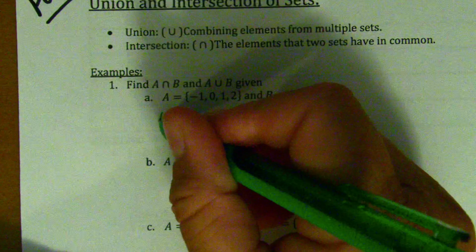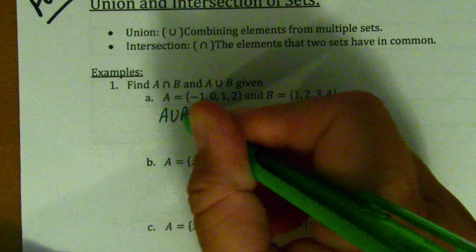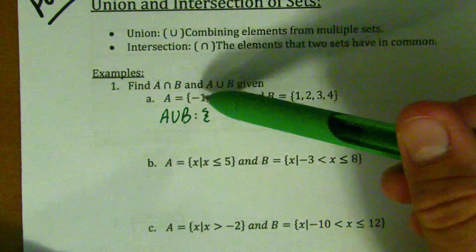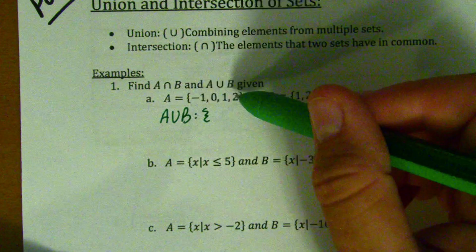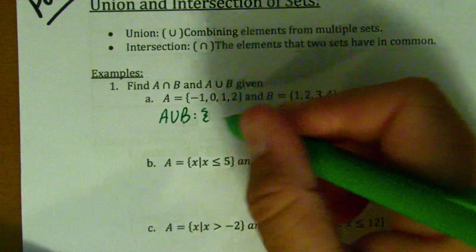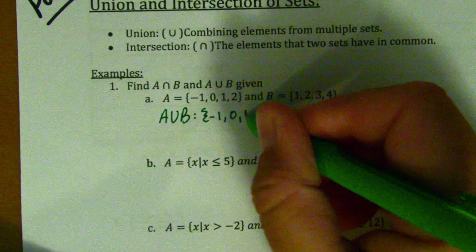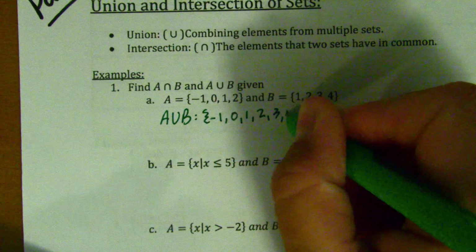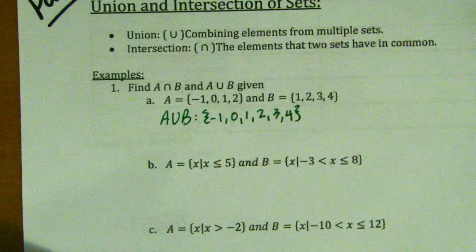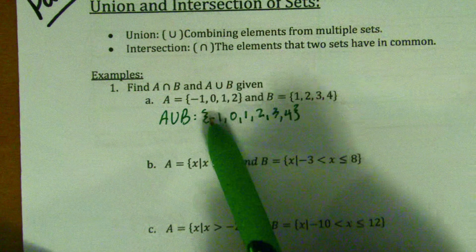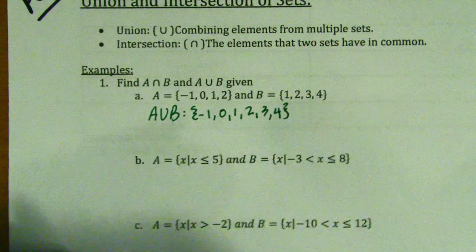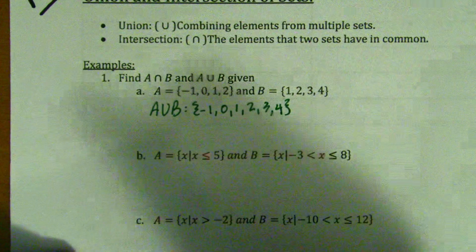So the union of sets A and B would be -1, 0, 1, 2, and then 1 and 2 are already listed, and then 3 and 4. So -1, 0, 1, 2, 3, and 4. Typically when we are listing out elements of a set in roster method, you'll use these little squiggly brackets. The way you see it written here is how I would want to see it on a quiz or exam.